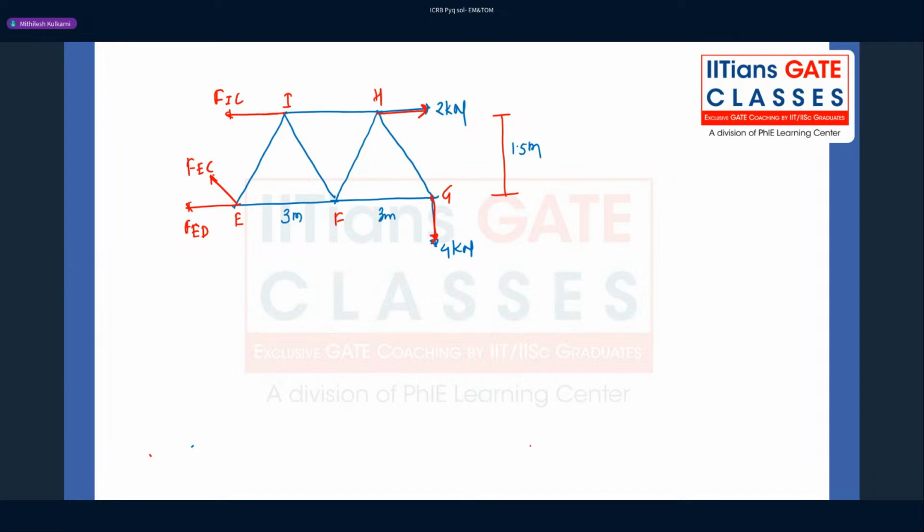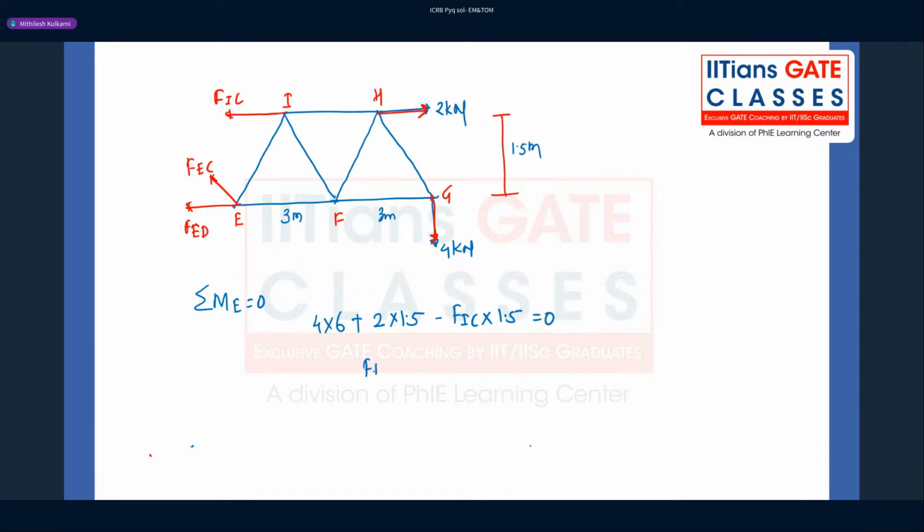Okay, let's take the moments about point E because this is unknown. If we take the moments about point E, the moment because of force EC and force ED will be 0 since they are passing through this point, and only one unknown will be there, FIC, which will help us to get it. So the moment about point E equating to 0: 4 kilonewton at point G creates 4 into 6 clockwise moment, 2 kilonewton at point H creates 2 into 1.5 clockwise moment, and minus FIC at point I creates a counterclockwise moment, equal to 0.